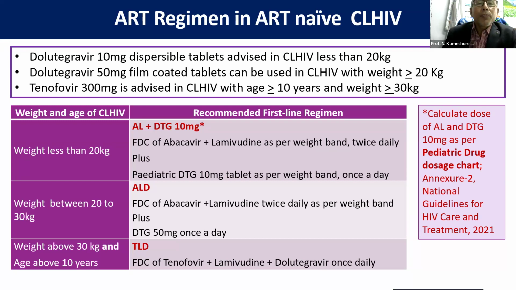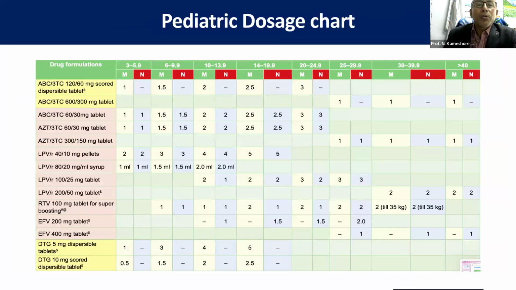So this is the pediatric drug doses chart, which is to be printed and always kept on the table so that you always confirm the drug doses as per the weight band of the child, as per the recommendation of what ART drugs are to be used.